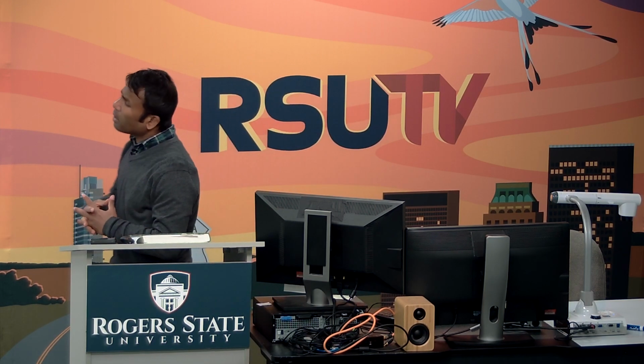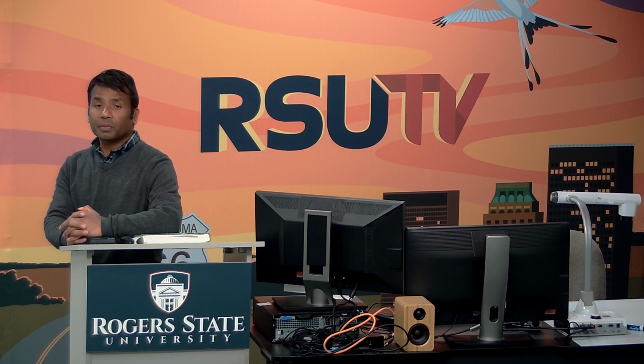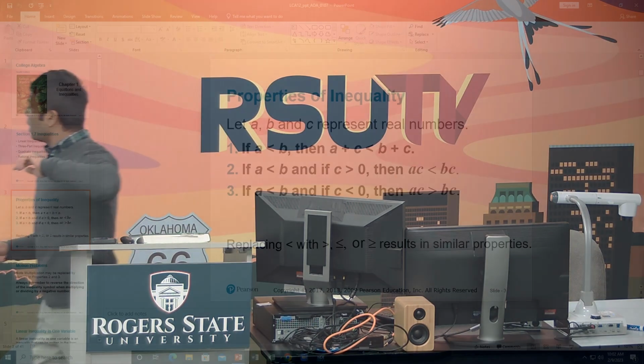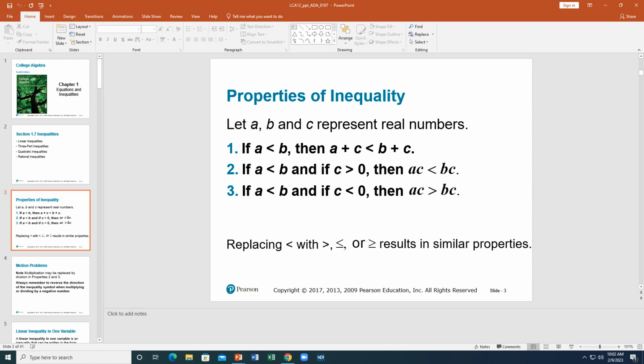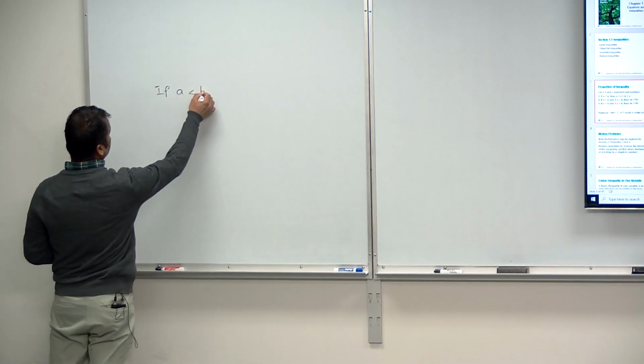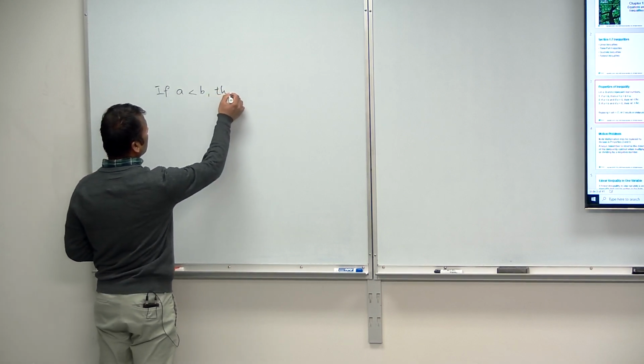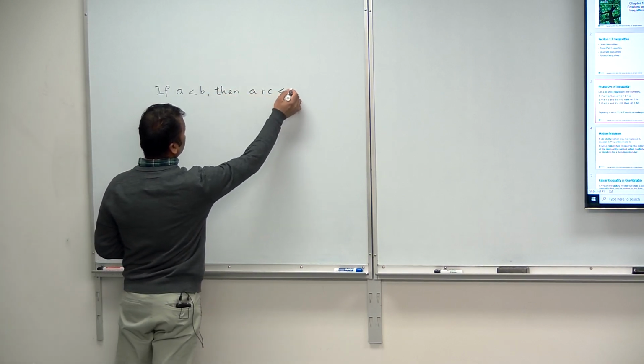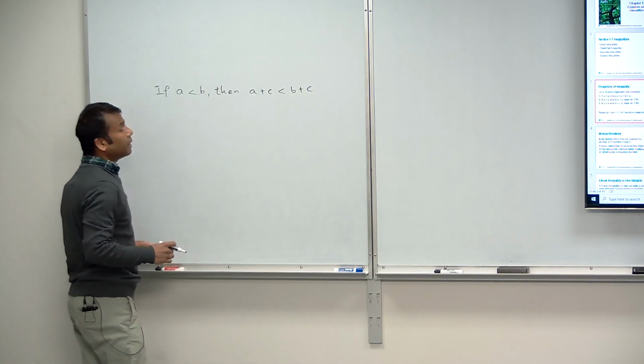So let me tell you something about linear inequalities. If you have 3 real numbers A, B, and C, and A is less than B, then what will happen? A plus C is also less than what? B plus C. If A is less than B, then A plus C is less than B plus C.